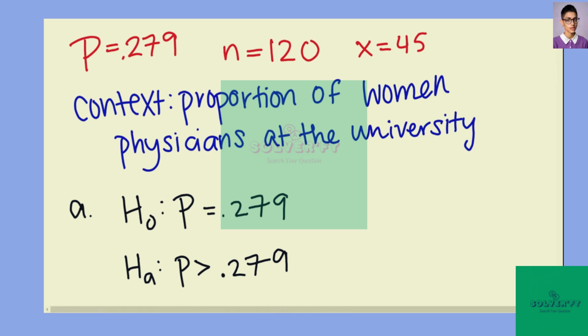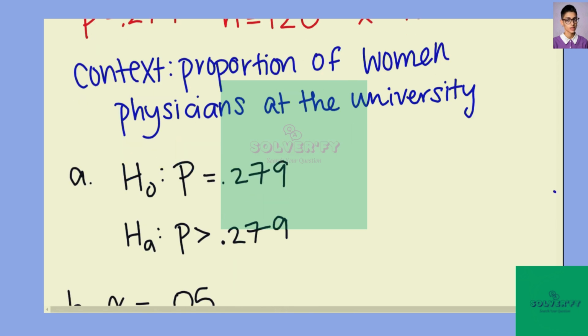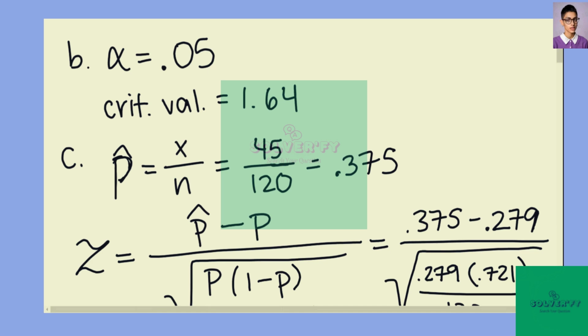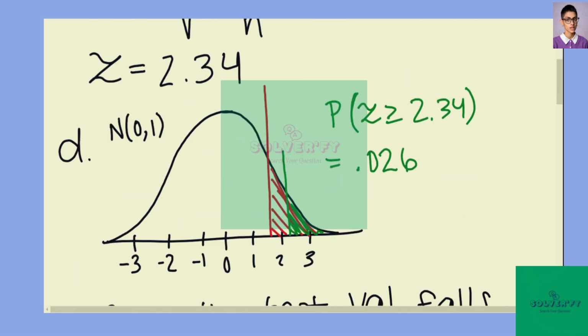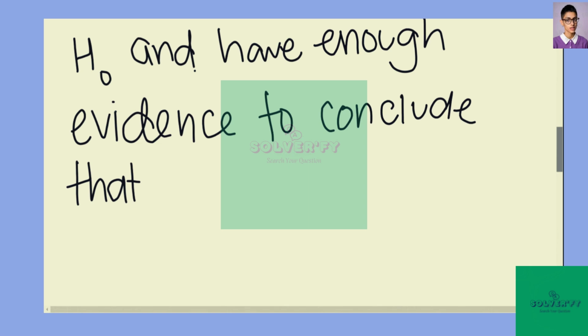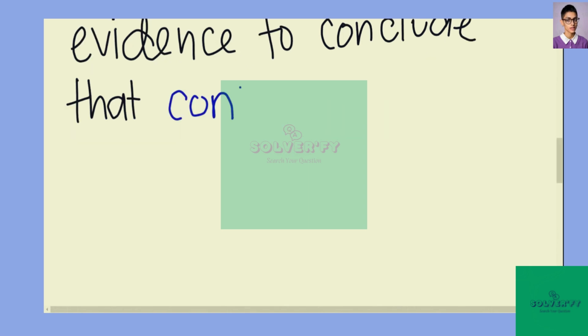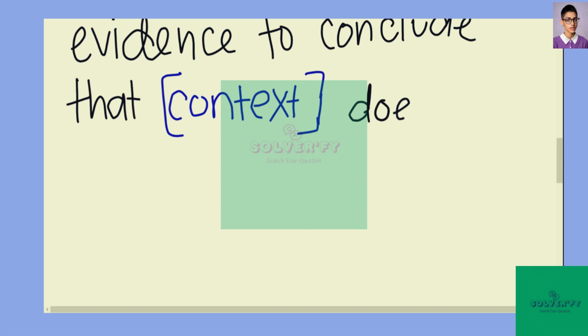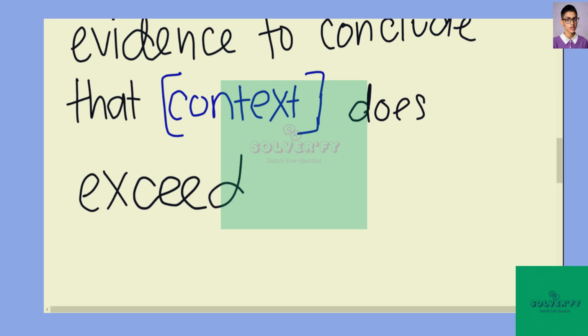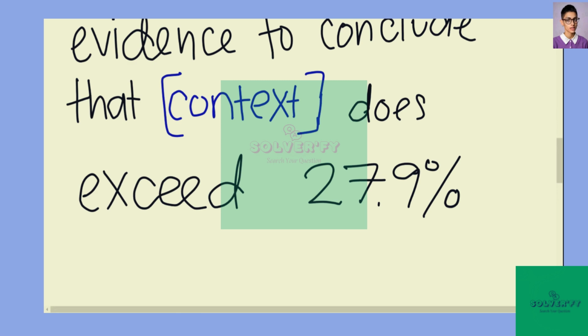And I'm just going to, just as a shortcut for myself, put context here. Does exceed 27.9%. And that's all for this problem.